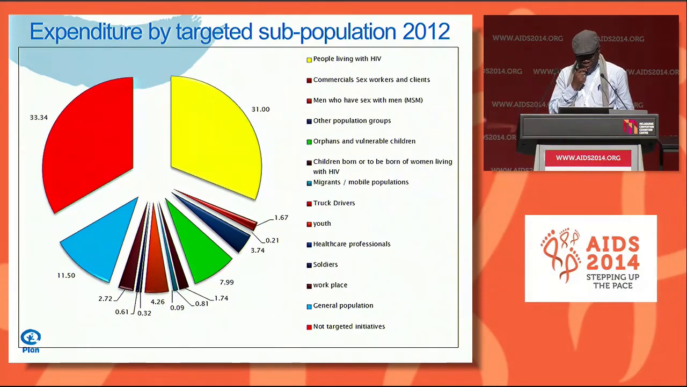According to the targeted subpopulation, people living with AIDS are the ones who receive the highest rating. And we have 33% of non-targeted initiative.